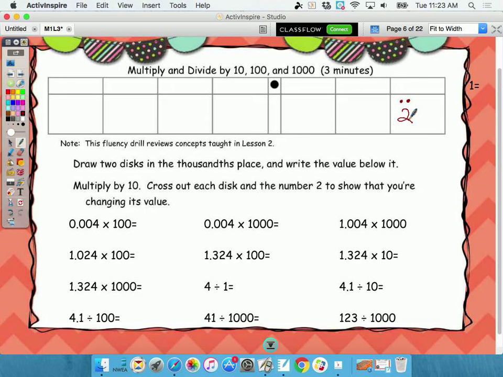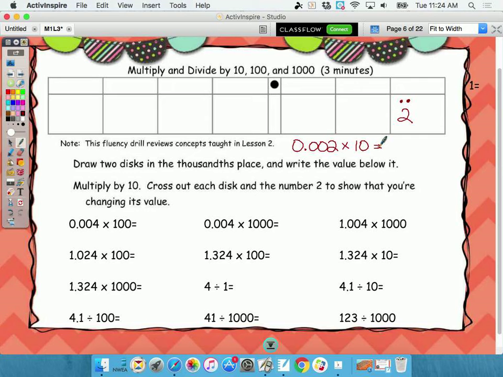How do you say that number? 2 thousandths. How do you write it? 0.002. And I want to multiply it by 10. So write that problem down. Put your 2 place value discs and your 2 in the place value chart in the thousandths place. Okay?